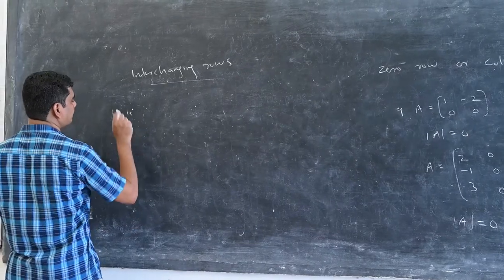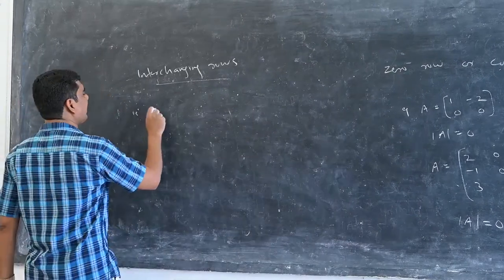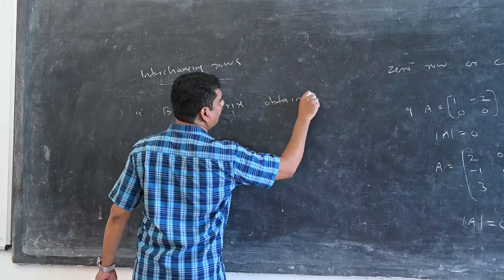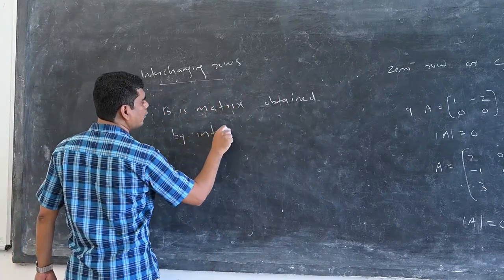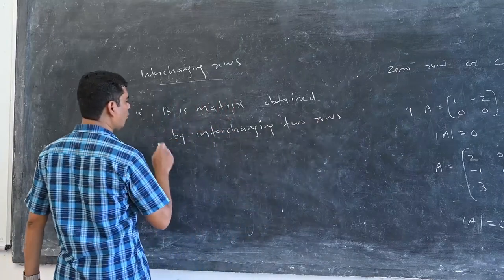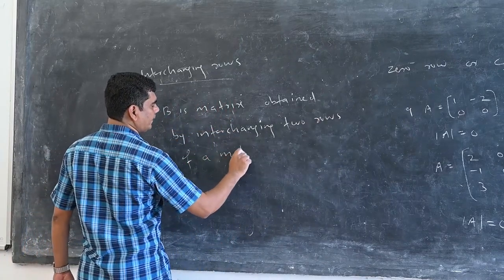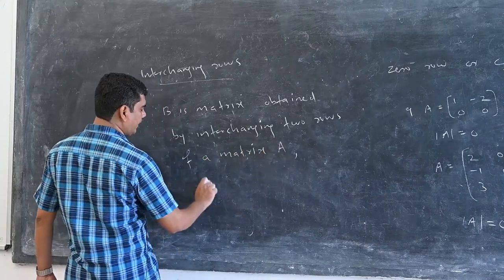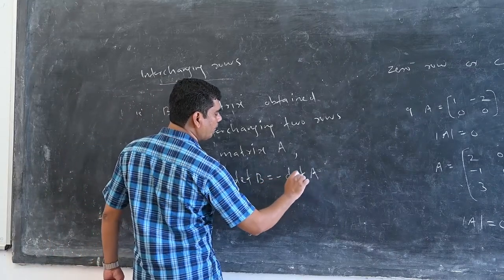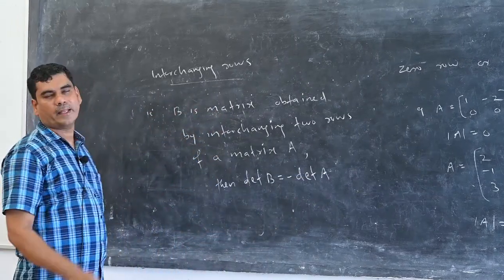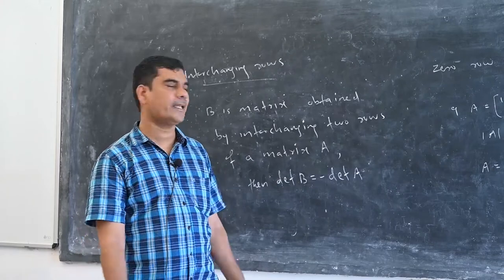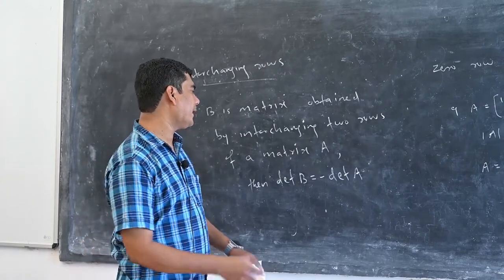That is, if B is a matrix obtained by interchanging two rows of a matrix A, then determinant B is equal to minus of determinant A. Similarly, if B is a matrix obtained by interchanging two columns of a matrix A, then determinant B is equal to minus of determinant A.